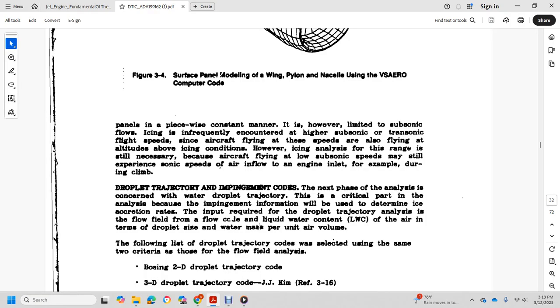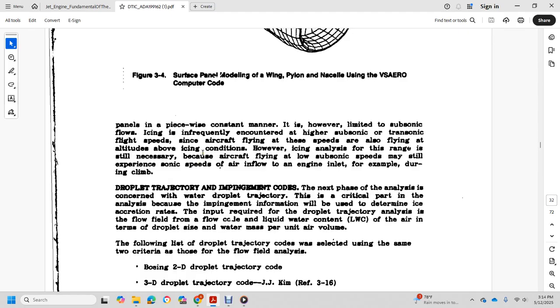However, the icing analysis in this range is still necessary, because an aircraft flying at low subsonic speed may still experience sonic airflow speeds in the engine inlet, for example during climbing. Droplet trajectory impingement code is the next part of the analysis, the analysis of the water droplet trajectory. It is a critical part of the analysis, and the impingement information is used to determine the ice accretion rates. Input required for the droplet trajectory analysis is the flow field from the flow code and the liquid water content, LWC, of the air, in terms of the droplet size and water mass per unit volume.